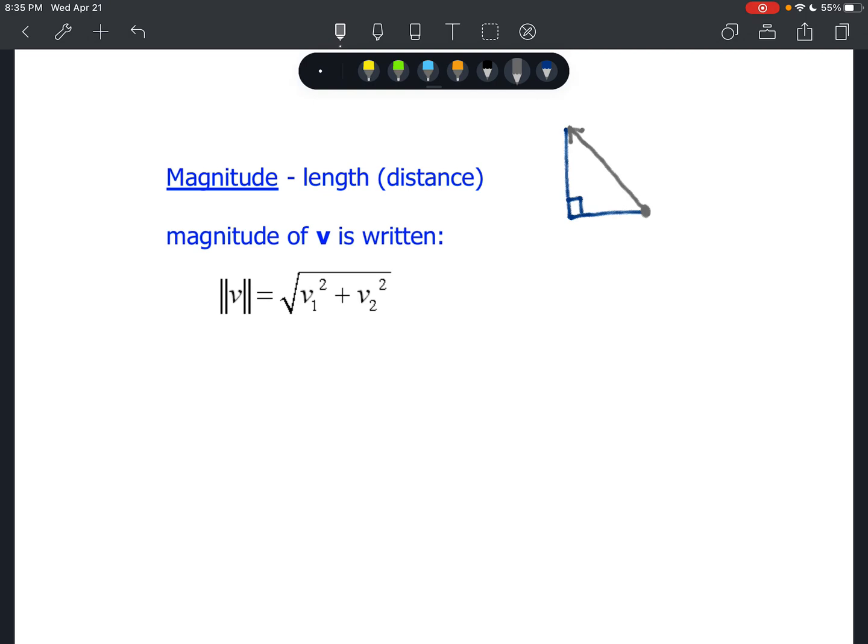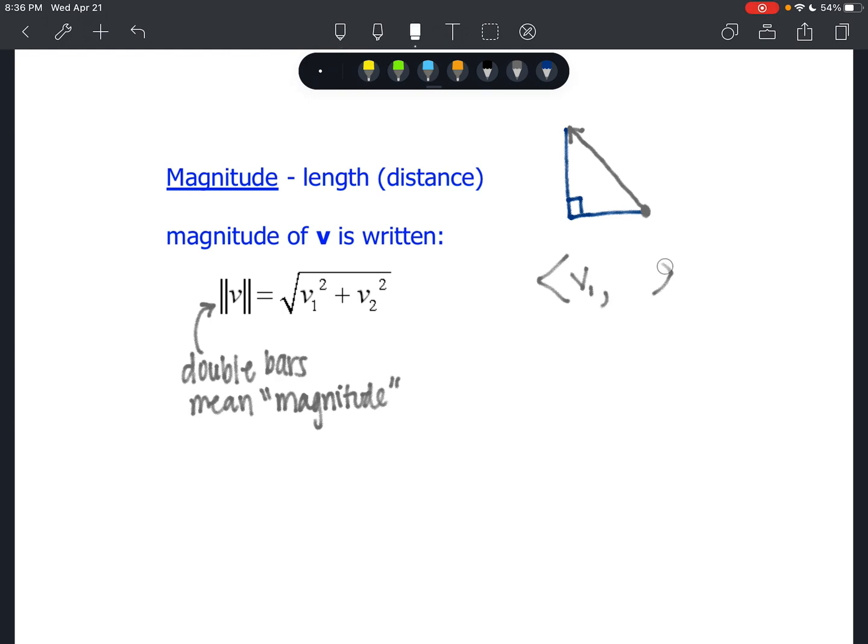theorem. The magnitude of vector v is written with double bars. These double bars mean magnitude. So the double bars mean magnitude. Now recall that when you have component form, your horizontal component is the first value in the pointed parentheses. I'm going to do a better job at making those pointed parentheses. And the second component is your vertical component, V2.